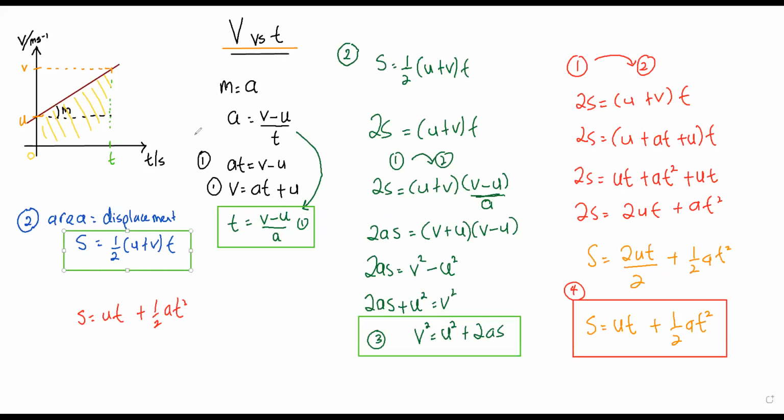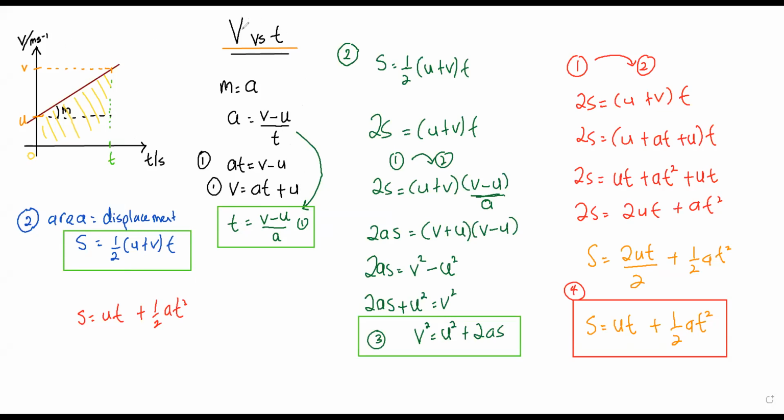If you look at it, guys, we have 4 formulas to remember. The first formula is A equals V minus U per T, which we can rewrite as T equals V minus U per A, or V equals AT plus U. Same formula, we manipulate. How do we obtain this formula?